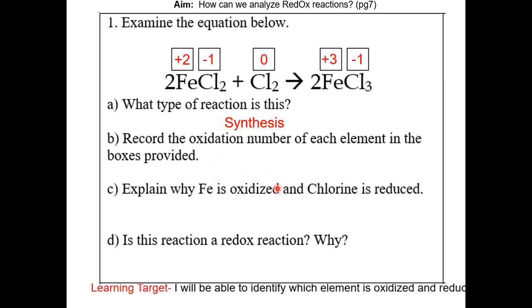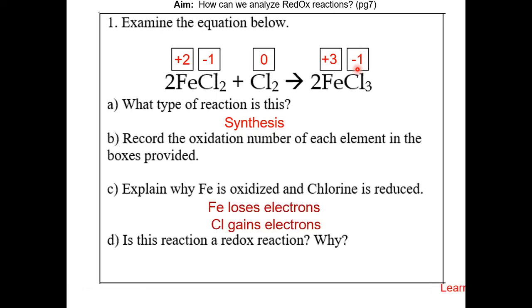So why is iron oxidized and chlorine reduced? Iron goes from positive 2 to positive 3. It becomes more positive. Chlorine goes from 0 to negative 1. It becomes more negative. It gained electrons.